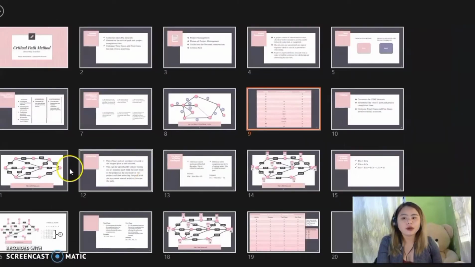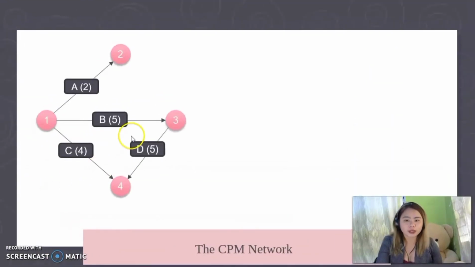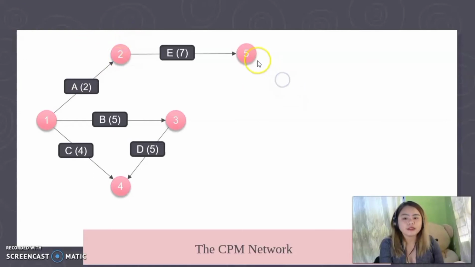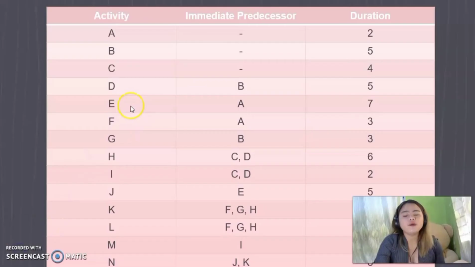Now, we're going to move to our network construction. So again, activity E will start where activity A ends. So activity A ends here in node number 2, therefore we're going to start here. And it ends separately.